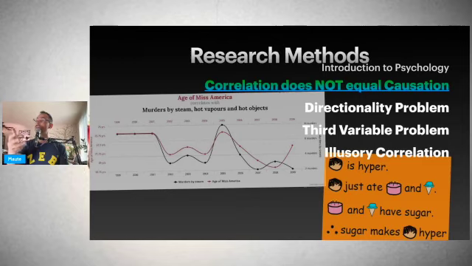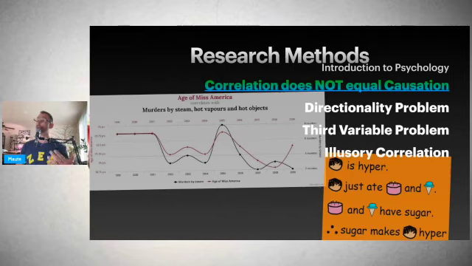This is a very fun way of demonstrating that just because things are correlated does not mean that one thing causes the other. So this one shows that the age of Miss America, you know, the woman who wins Miss America, is correlated to the amount of murders by steam, hot vapor, and hot objects. They're correlated. Does that mean that one causes the other? Does that mean that we can reduce or increase the amount of murders by steam, hot vapors, and hot objects by selecting Miss Americas of different ages?